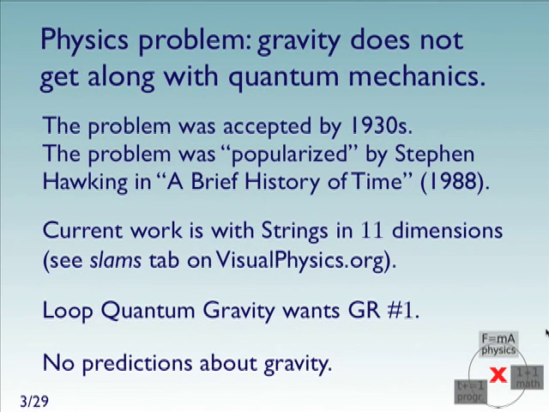So we start with a physics problem, that gravity does not get along with quantum mechanics. This problem was completely clear to folks working in the 1930s. The problem was popularized by Stephen Hawking in his book, A Brief History of Time, and then the subsequent movie, which is also, I think, on YouTube.